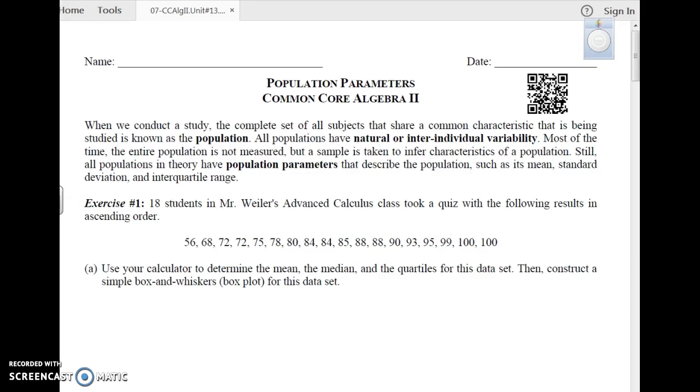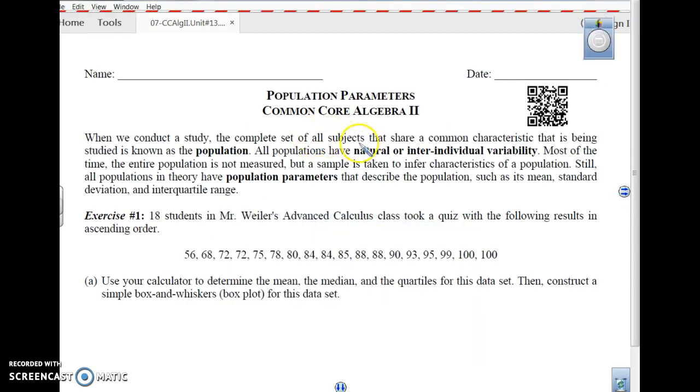This is Algebra 2, Unit 13, Lesson 2 on population parameters. Now, when we conduct a study, the complete set of all subjects that share a common characteristic that is being studied is known as the population. Basically, what group are we studying is the population. And all populations, because they can be made up of anything, have natural or inter-individual variability.